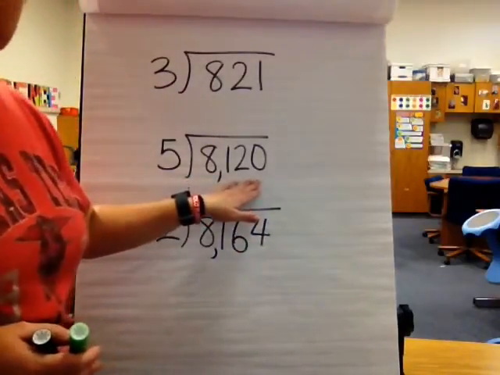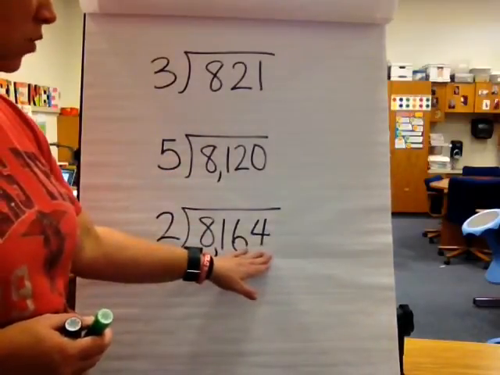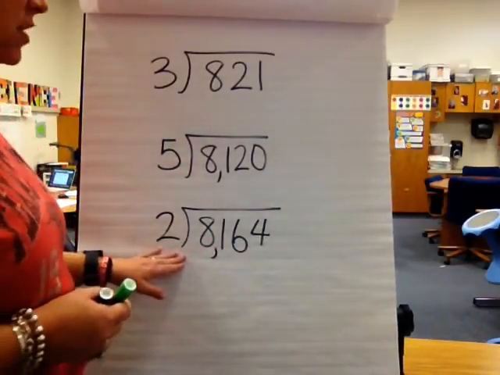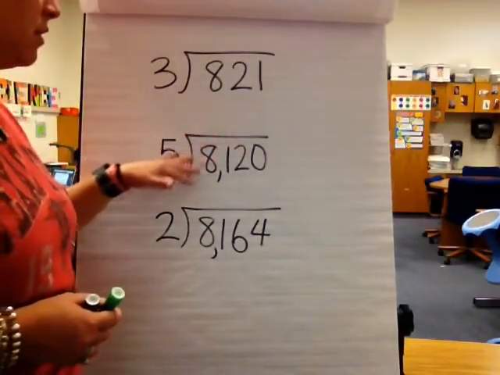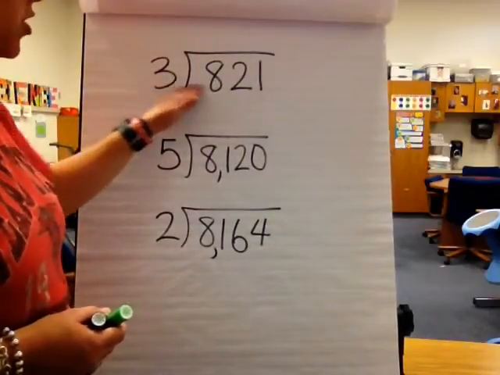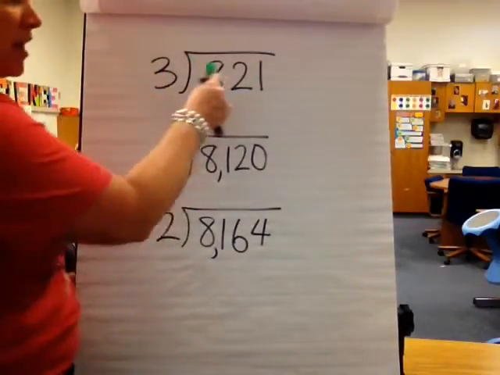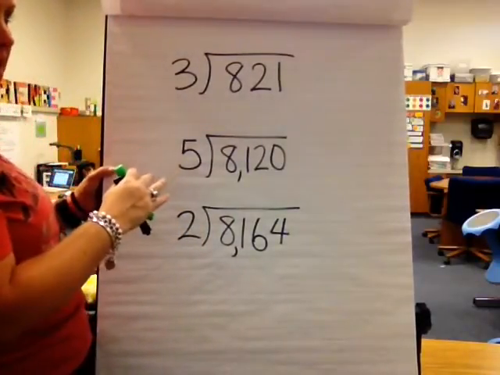Is 8,120 evenly divisible by 5? Is 8,164 evenly divisible by 2? You're going to be able to do this and know this by the end of the lesson. So I'm setting myself up for success, looking at this thinking, okay, am I going to have a remainder at the end? That's your big question when you're thinking about that.